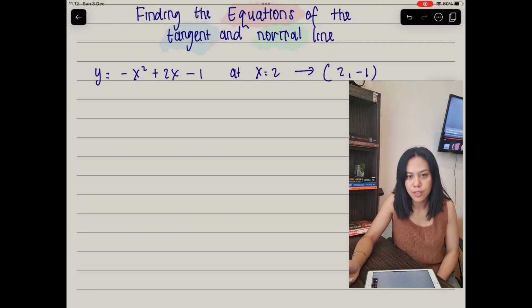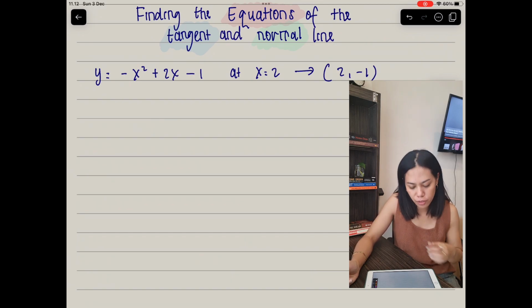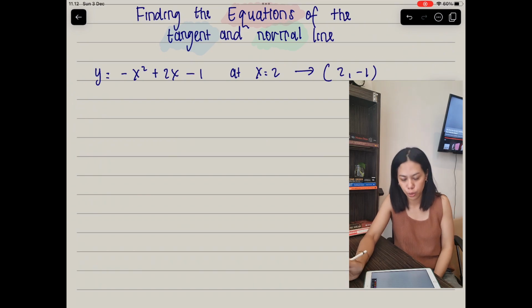Okay everyone, today we're going to be looking at finding the equations of the tangent and normal line. Okay, let's start. So the function that we want to find the equation of the tangent and normal line is y equals negative x squared plus 2x minus 1. And we want to look at the equation of those two lines at x equals 2.